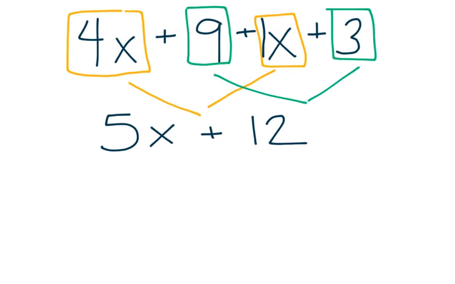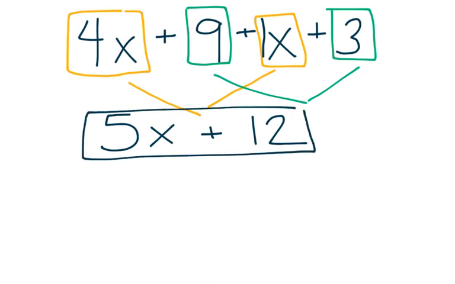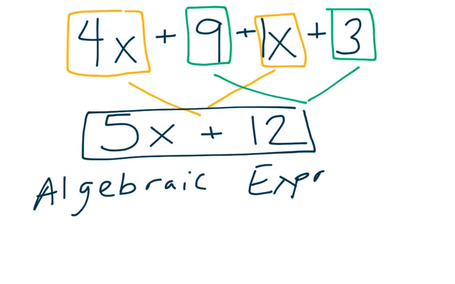The terms 5x and 12 cannot be combined because they don't have the same variable raised to the same power. So this is in simplest form. This is an algebraic expression that is in its simplest form.